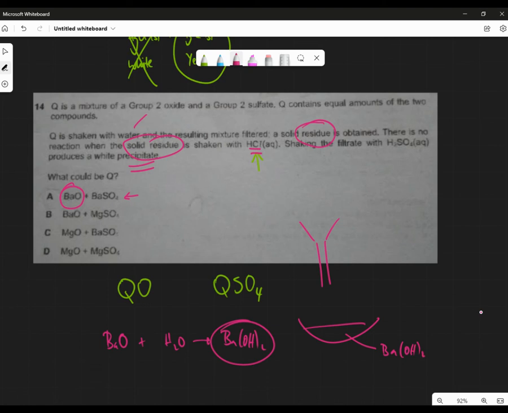But barium sulfate is very, very insoluble. So I'll have barium sulfate here. Okay, that's up to here. There's no reaction when the solid residue is shaken with HCl. Yeah, there's going to be no reaction between barium sulfate and HCl. So far, this looks good. Shaking the filtrate, which is this thing, with sulfuric acid produces a white precipitate. Yeah, it will, because if you put sulfuric acid in here, it will react with the barium ions and the sulfate ions to give me barium sulfate, and that is a white precipitate. So the answer looks like A. That's lucky that it's A.